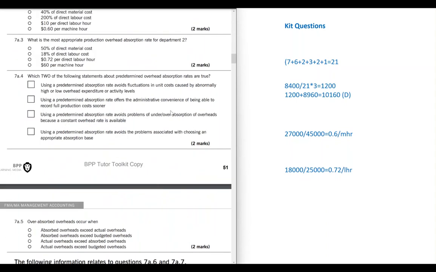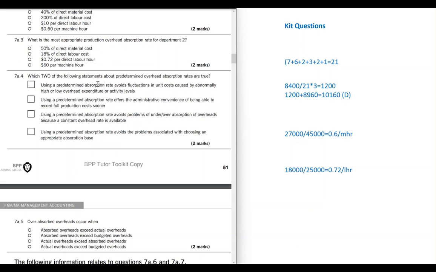Which two of the following statements about predetermined overhead absorption rate are true? We know what is overhead absorption rate, OAR, but what is predetermined? Remember, overhead absorption rates are predetermined anyways. They are known in advance. So don't be confused by the word predetermined. It simply means overhead absorption rate.